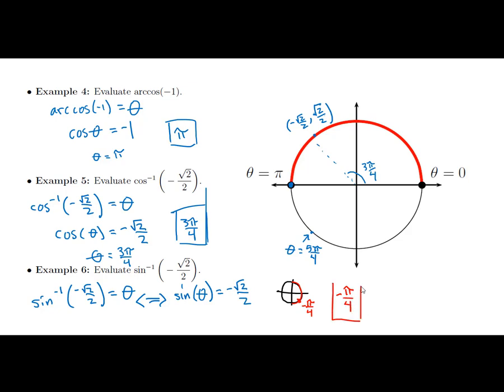So just wanted to emphasize here, these pictures are really important. For cosine, it's this picture, the upper half of the unit circle. For sine, it's the right half of the unit circle.